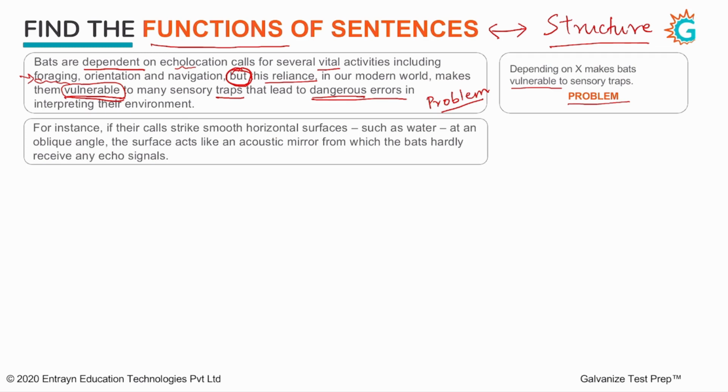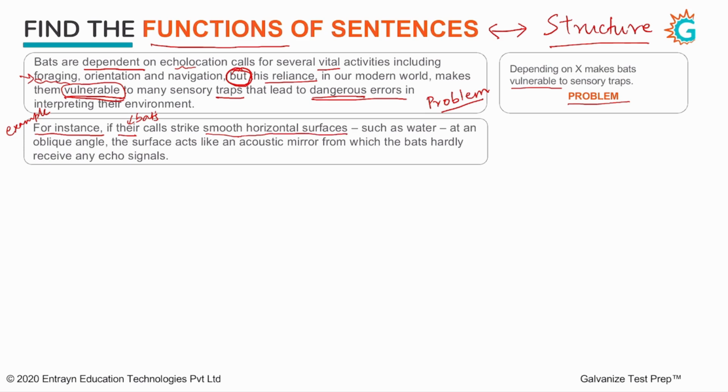For instance, so you can clearly see that, for instance, that means it's an indicator word. They're going to give you an example of the claim that was made in the previous point. For instance, if their calls strike smooth horizontal surfaces, whose calls? Well, the bat's calls, obviously. If their calls strike smooth horizontal surfaces, such as water, at an oblique angle, the surface acts like an acoustic mirror from which the bats hardly receive any echo signals. Right? So it says that bats don't receive echo signals from smooth horizontal surfaces.